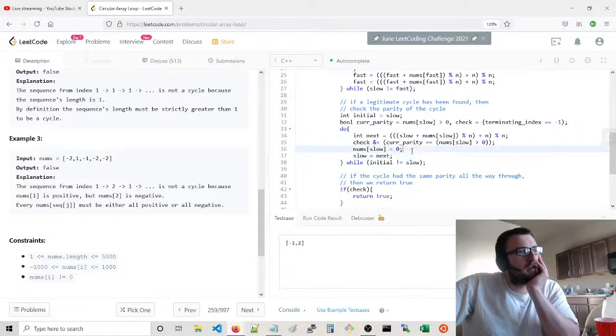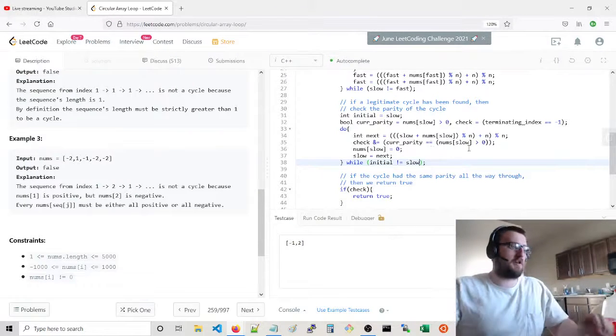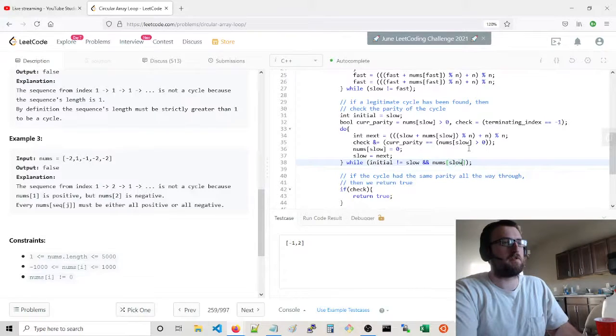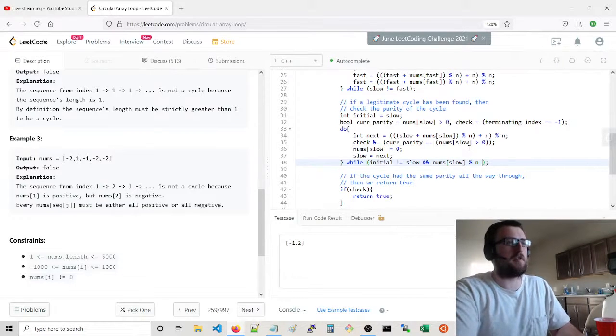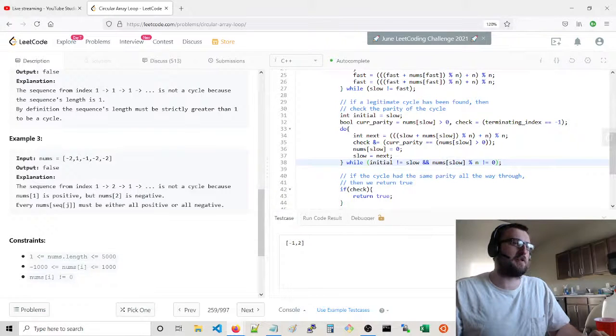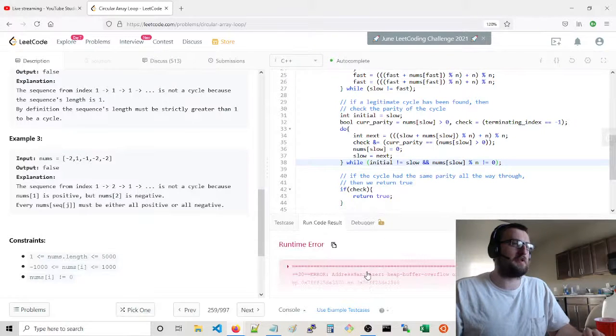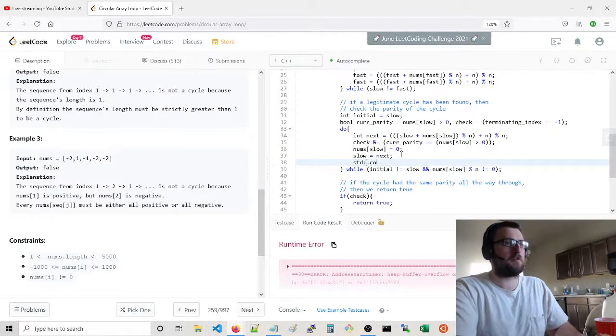Interesting. Oh, well. And we just have to do nums slow modulo n is not equal to 0, right? Because that's kind of the situation we find ourselves in. Oh, what? Hold on.